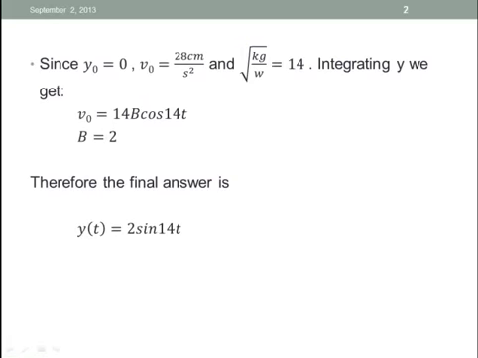So we will differentiate y so that we can get the velocity. So v equals 14b cosine 14t. We'll plug in the data. V naught is 28 centimeter per square second, and square root of kg all over w equals 14. So b would be 2. Therefore, the final answer would be y in terms of t equals 2 sine 14t.